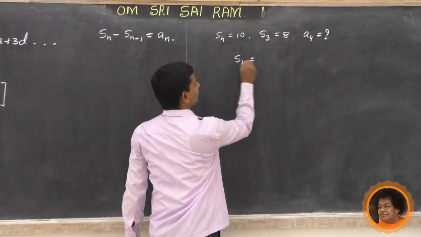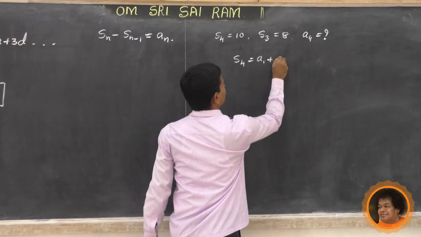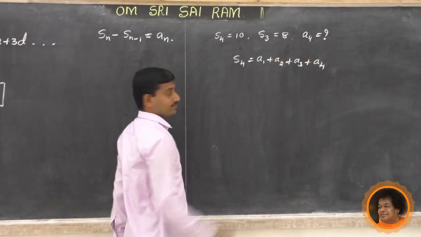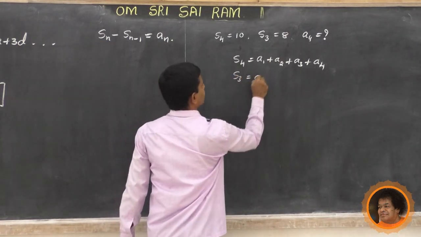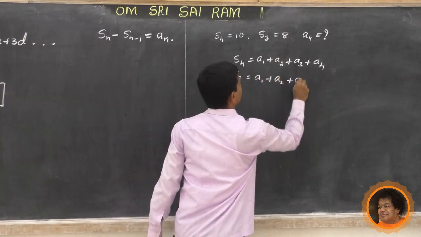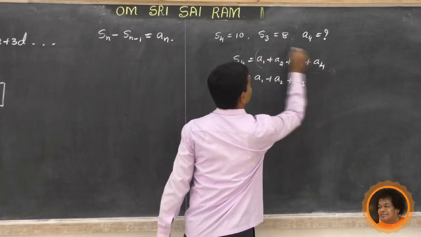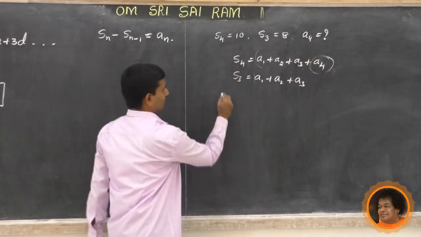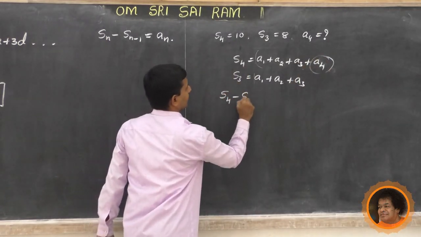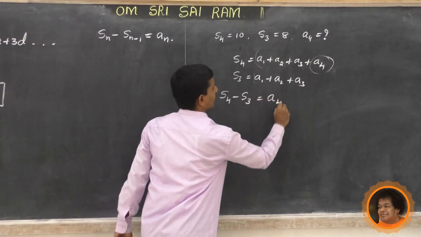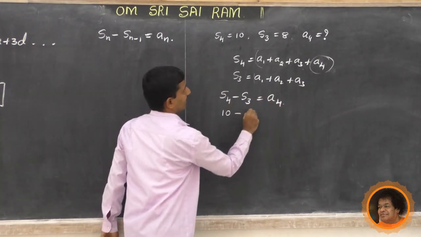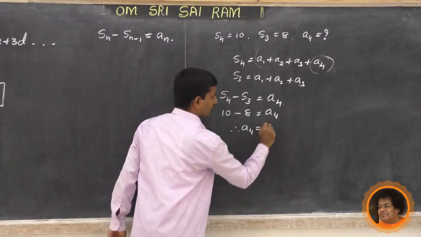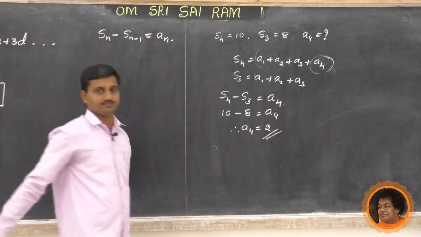S4 means the sum of the first 4 terms, a1 plus a2 plus a3 plus a4, and the sum of the first 3 terms is a1 plus a2 plus a3. The sum of the first 4 terms is given as 10. The sum of the first 3 terms is also given. What about the fourth term? The fourth term is S4 minus S3 equal to a4. S4 is 10, minus 8, equal to a4. So therefore a4 equal to 2. So this is the answer.